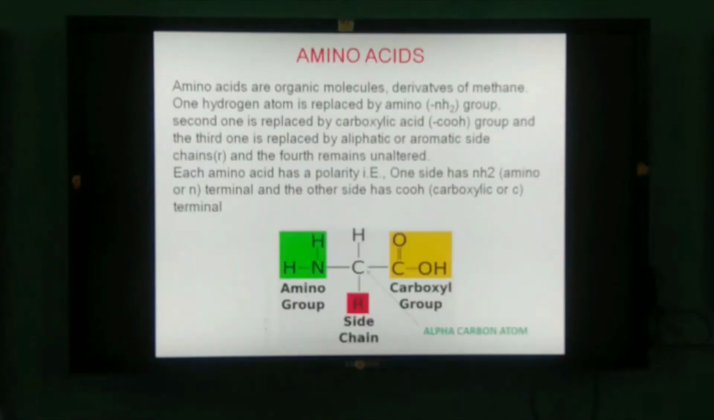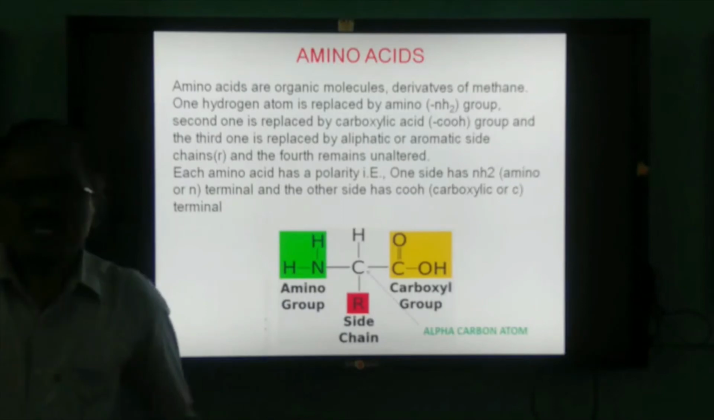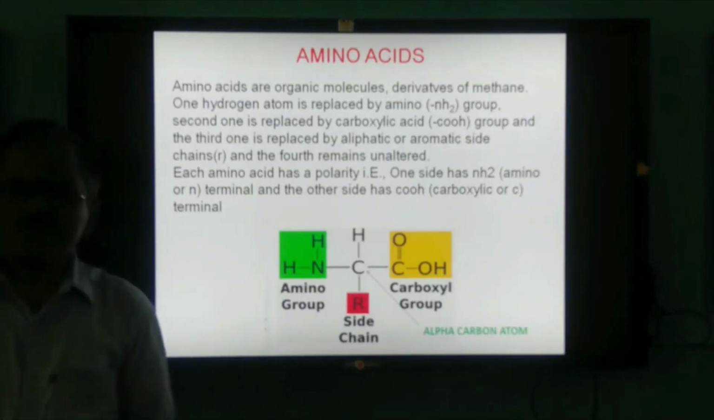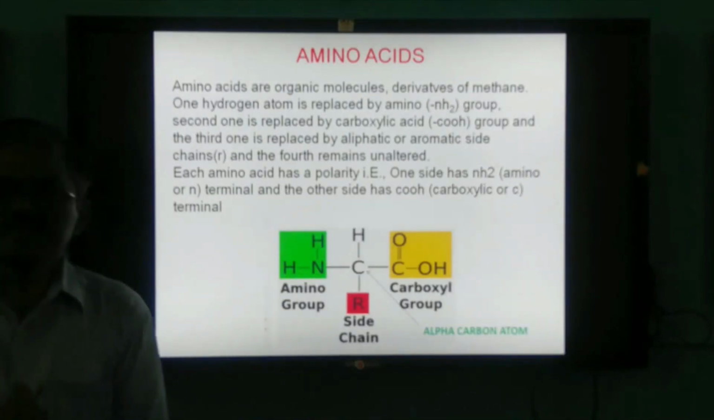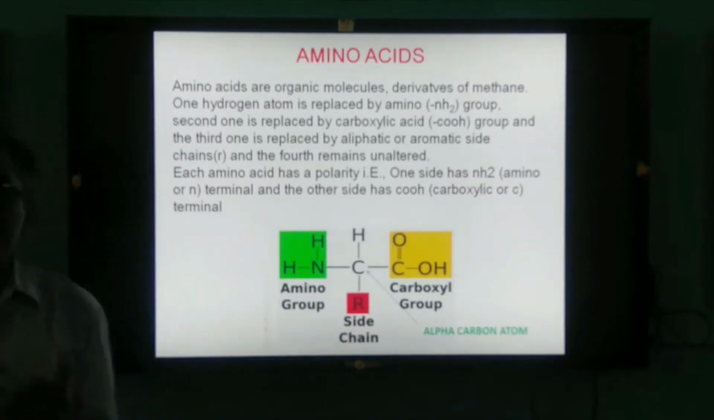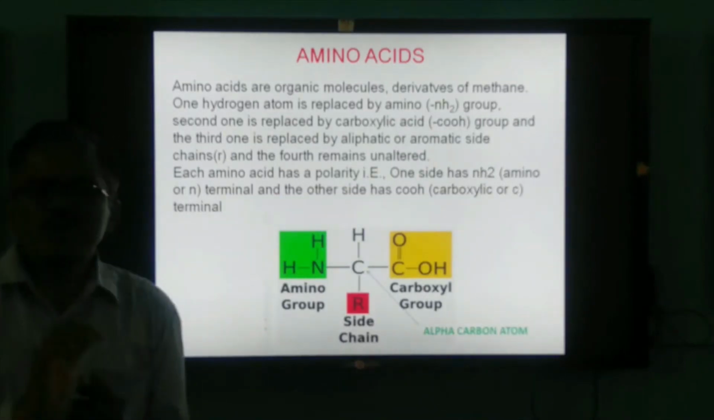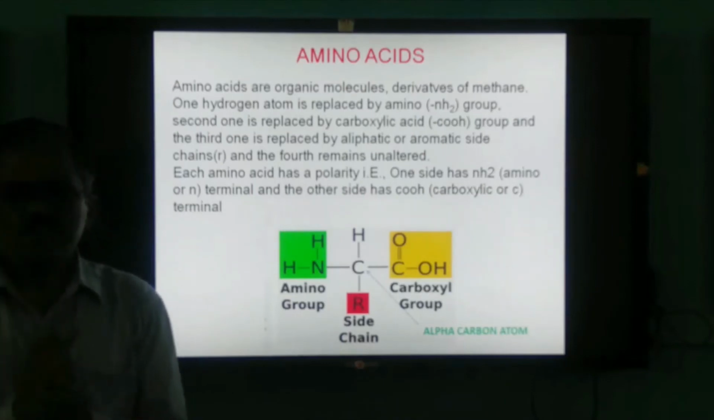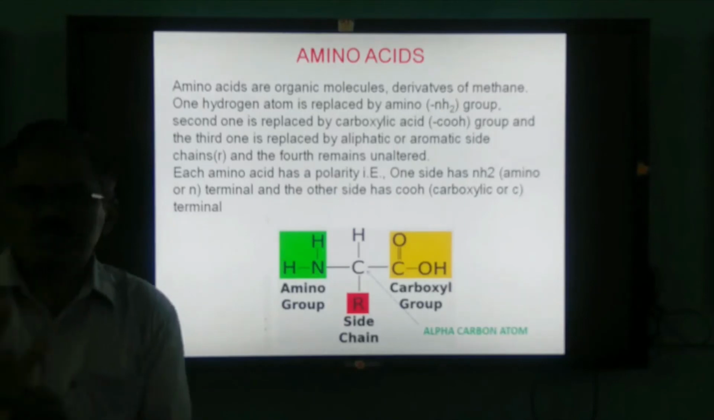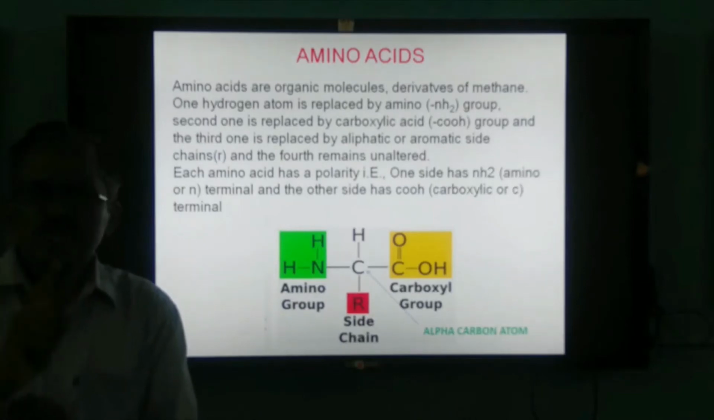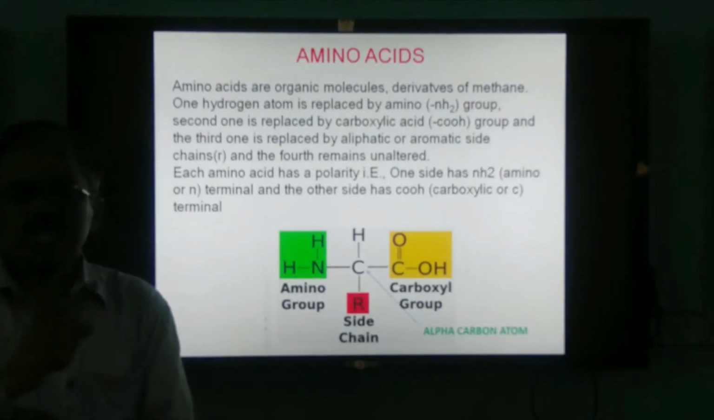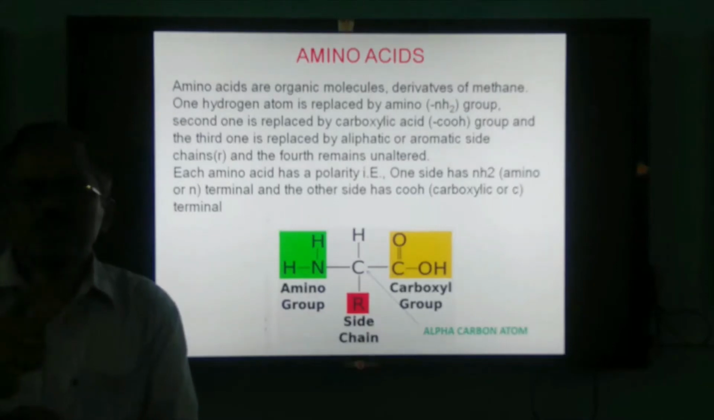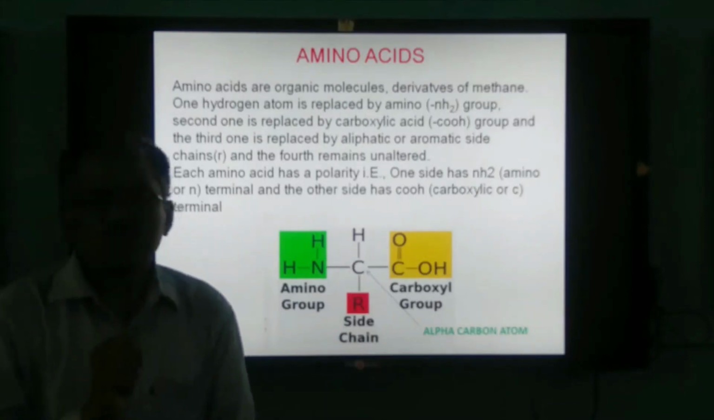Next important concept is amino acids. So, briefly we discuss what are amino acids. The name itself indicates organic compounds containing one amino group as well as the acid group, COOH. These are derivatives of methane. So, how is an amino acid obtained? From methane, CH4, where three of the four hydrogens on carbon are replaced by different groups: one NH2 group, one COOH group, and another one R, an alkyl group. So, that is called an amino acid.